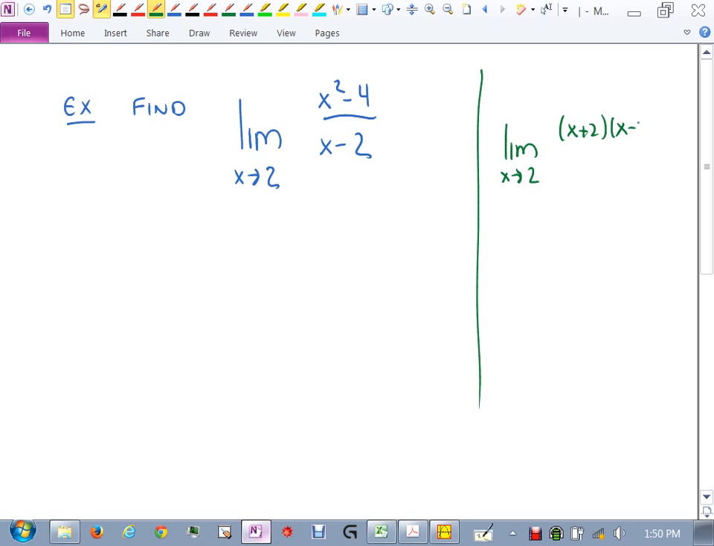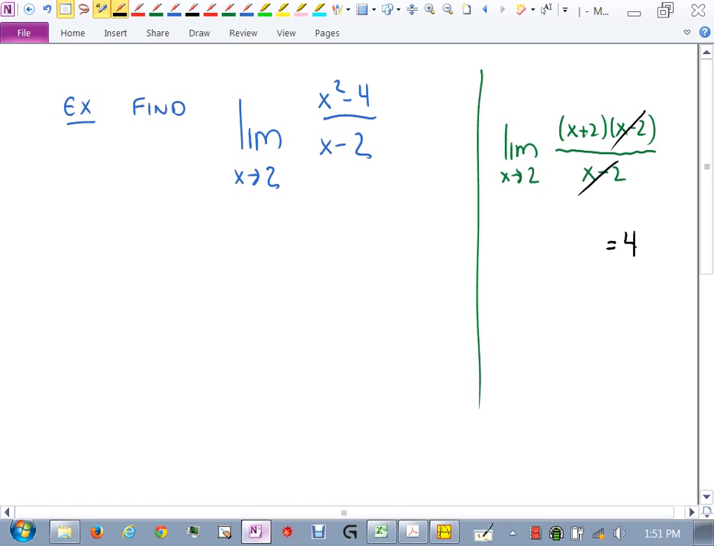So we had to recognize the difference of squares, didn't we? Then over x minus 2 on the bottom. Then we canceled the factors. And then we just did direct substitution of 2 in there. Direct substitution at this point, right? And you get 2 plus 2, which is 4. That's the way we did it in the very beginning.